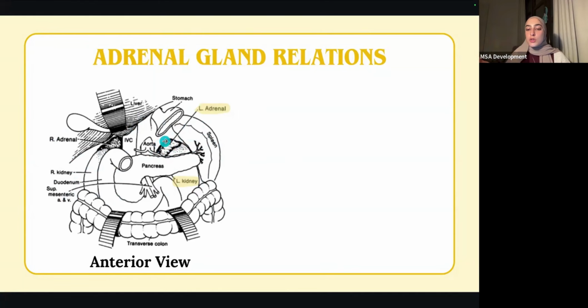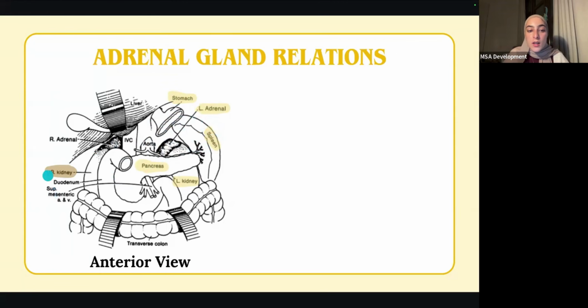So what are the relations to the adrenal gland anteriorly? What can you see here? What are all of these? You have the pancreas in front of it. You have the spleen in front of it. You have the stomach. Again, it's cut. If the stomach wasn't cut, you wouldn't be able to see the kidney at all. It's in front of it.